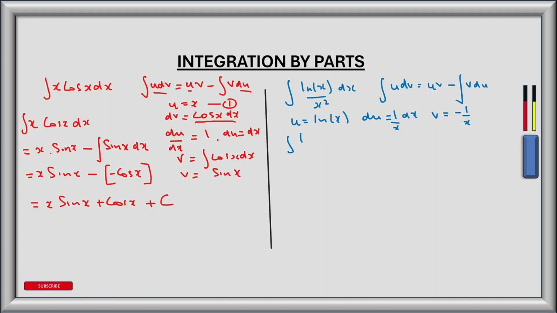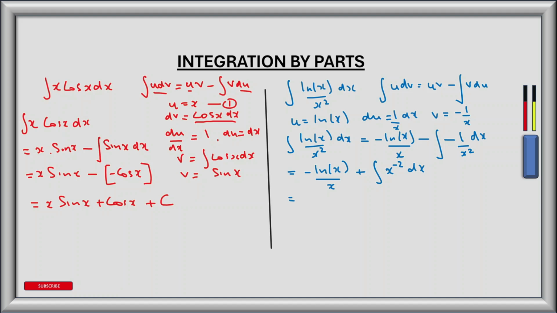So the integral of log of x over x squared dx is equal to, the u is log of x times v, which is minus 1 over x. So that's minus log of x over x. So that's minus the integral of v, which is minus 1 over x, du, which is 1 over x dx. So multiplying those two together gives us minus 1 over x squared dx. So this is equal to minus log x divided by x. And if we take the negative sign outside of the integral sign, it becomes a plus, plus the integral of x to the power of minus 2 dx.